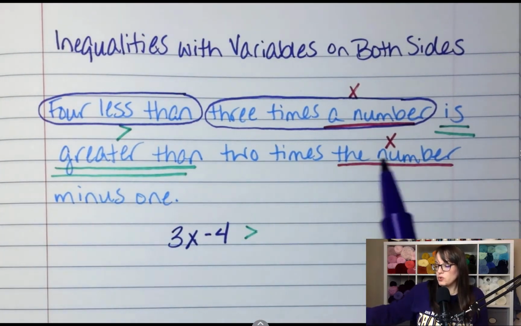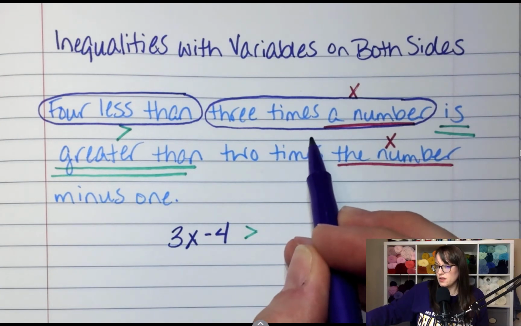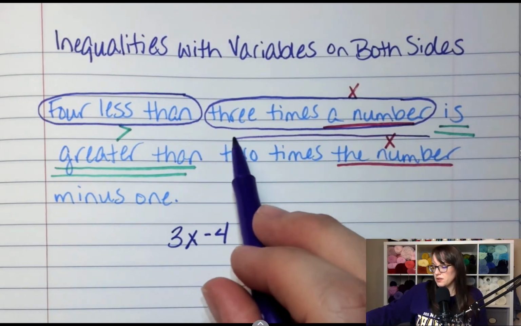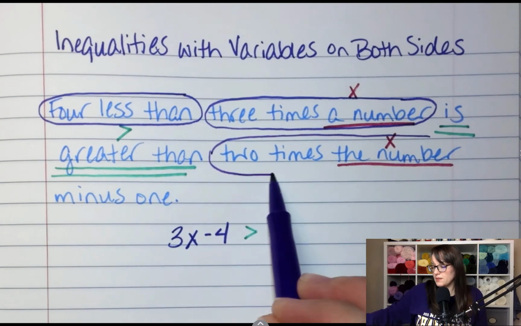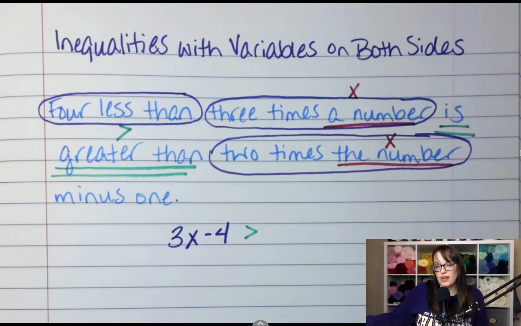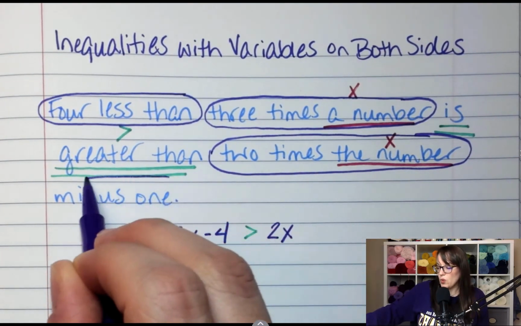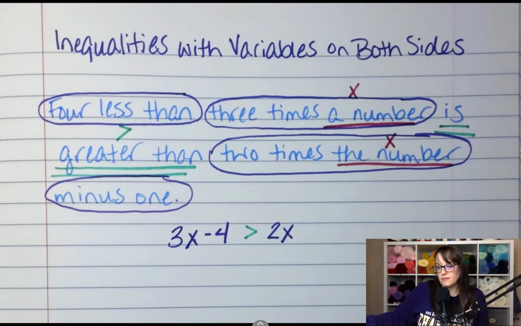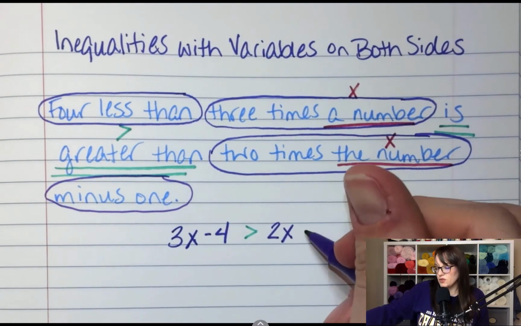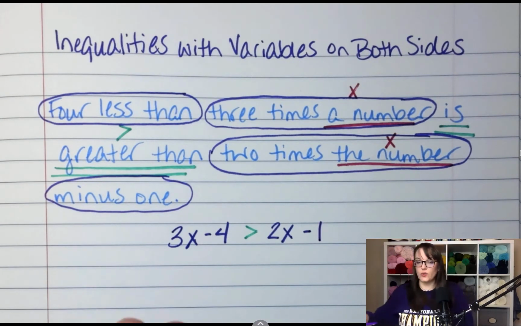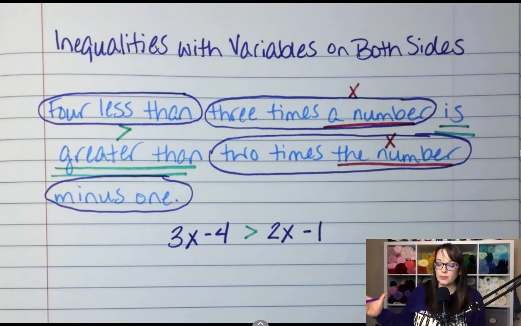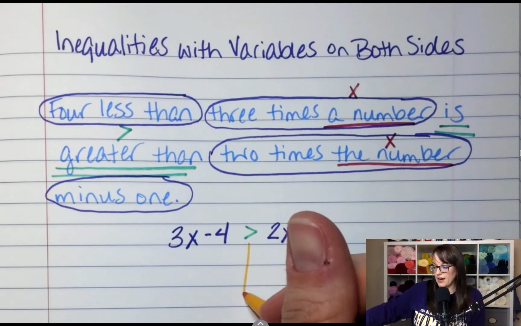And now I've got 2 times the number. How would you write 2 times the number? 2x. And then minus 1. You'd subtract 1. So there's my inequality with variables on both sides. And now we're going to solve it like we solve an equation. So I'm going to divide my piece in 2.